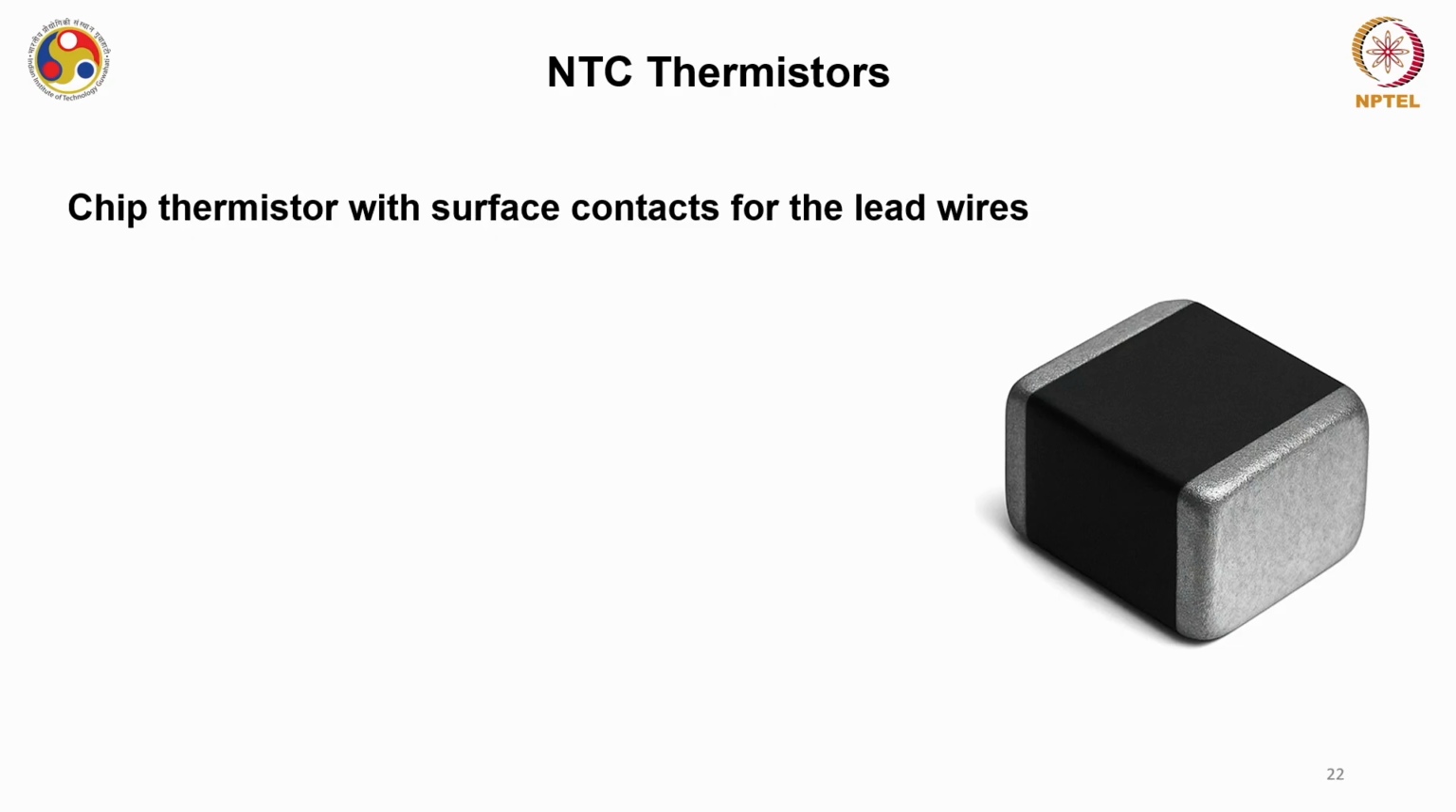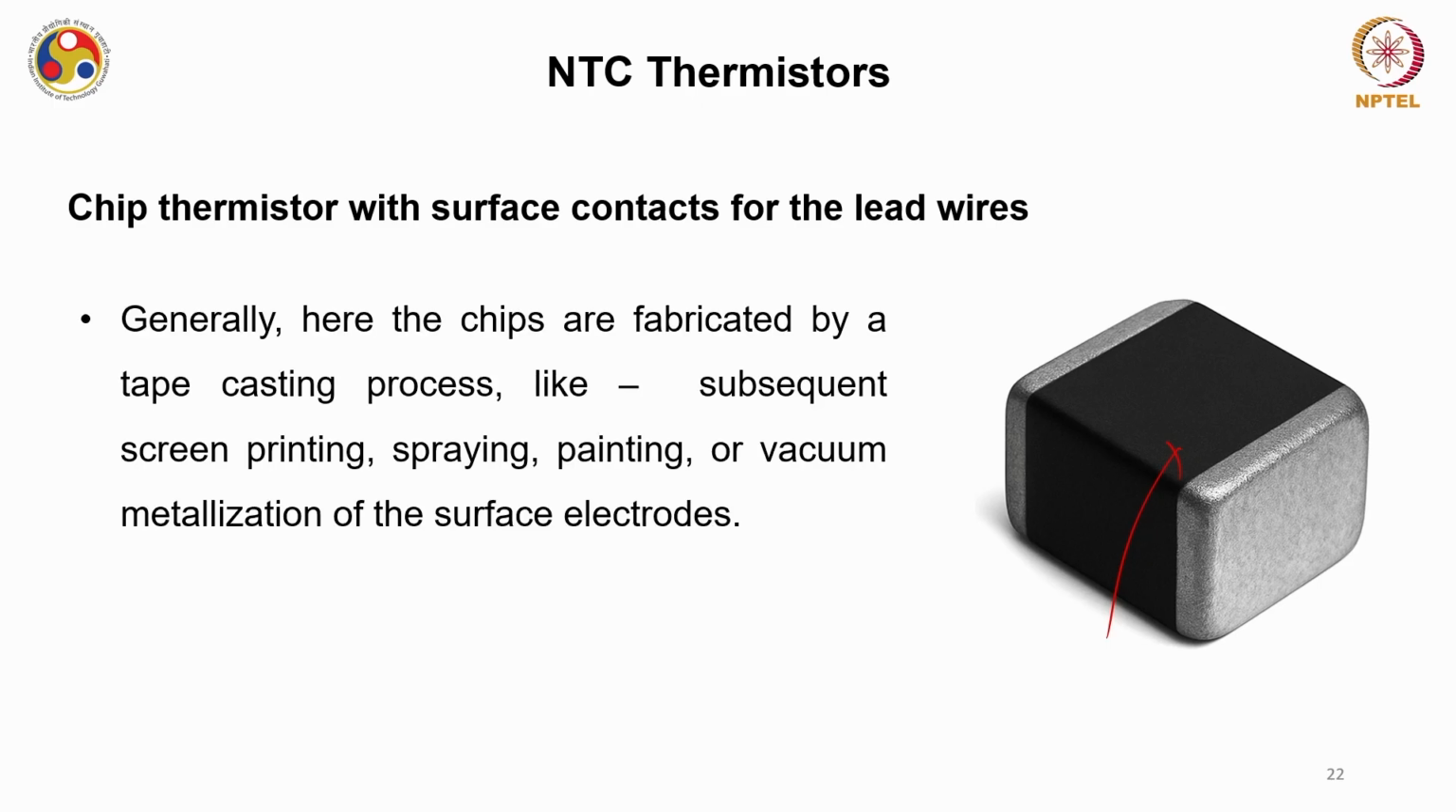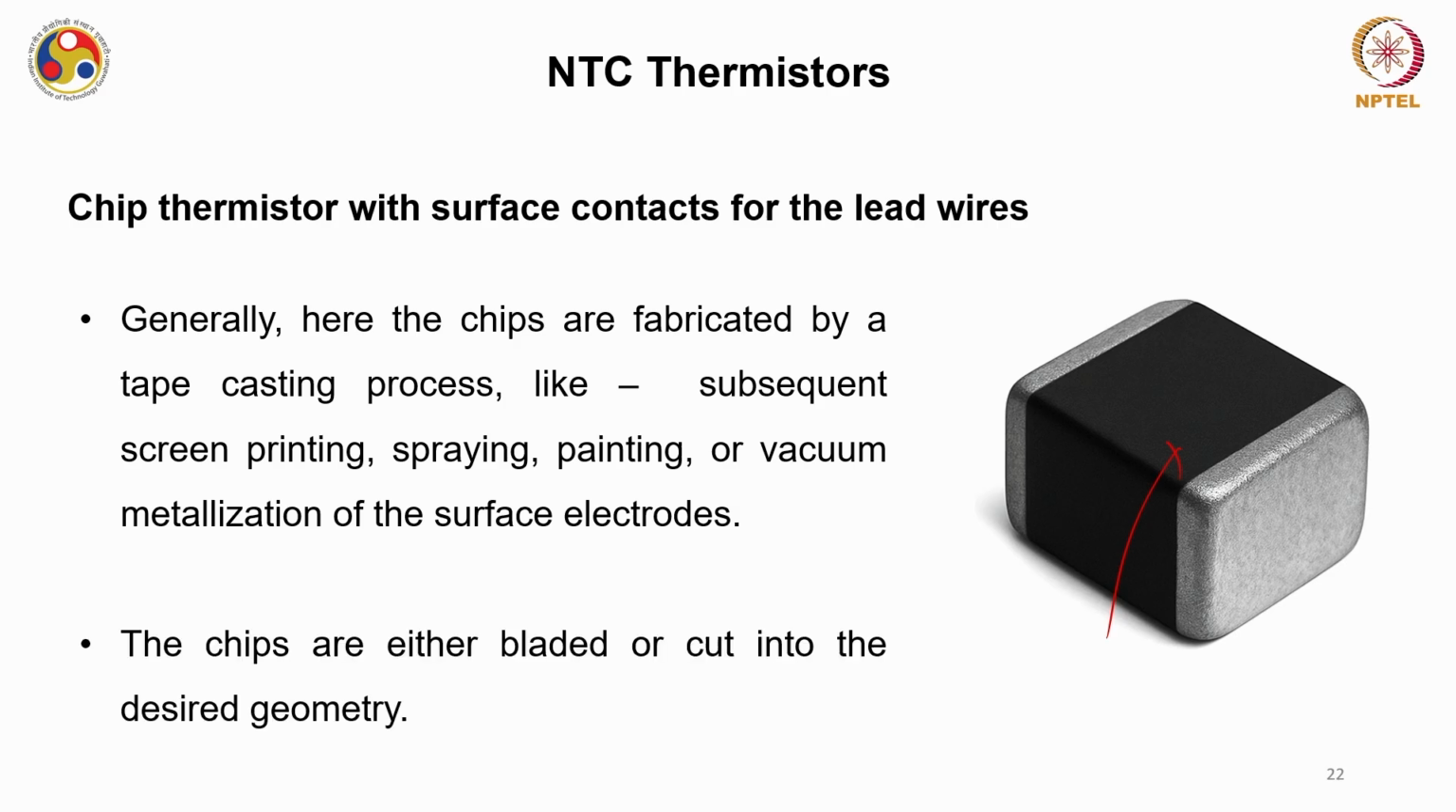Then you have chip thermistors with surface contact for lead wires. You can see a block kind of material on which some blackish metal oxide has been coated. Generally here the chips are fabricated by some tape casting processes like subsequent screen printing, spraying, painting or vacuum metallization of the surface electrodes. The chips are either bladed or cut into the desired geometry which is required.